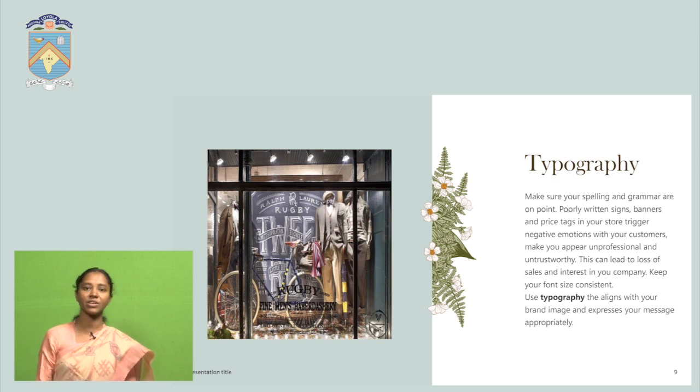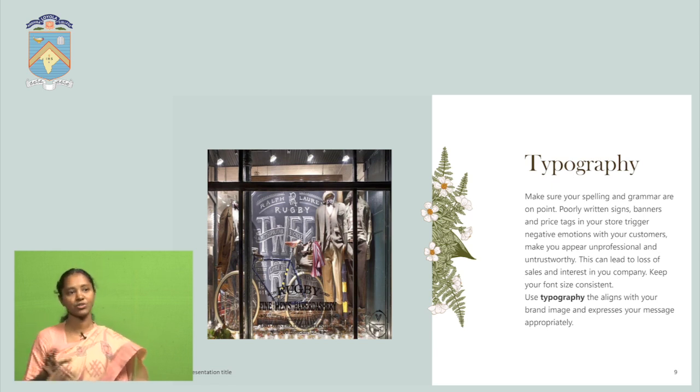If we make a mistake in that particular corner, it may create a negative impression in the sight of a customer. So, it should be professional; keep your font size consistent, and use typography that aligns with your brand image and expresses your message to your target market. So, typography is also one of the important elements.